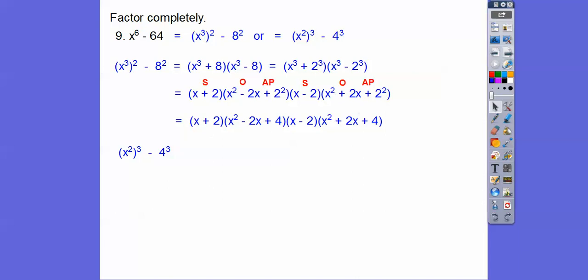Okay. All right. So this one is a bi times a tri. So the things that are being cubed go in the bi. Square the x squared. Square the 4 goes over there. And then multiply the x squared times 4 is 4x squared. Goes in the middle. Okay. Clean it up. You get that?